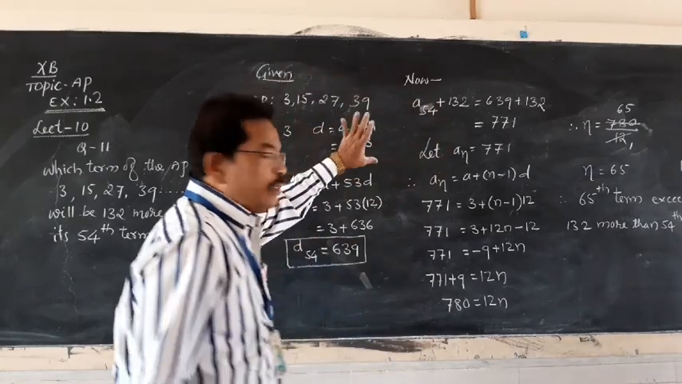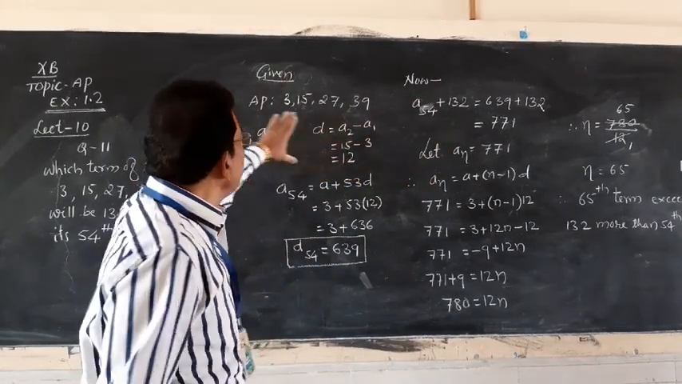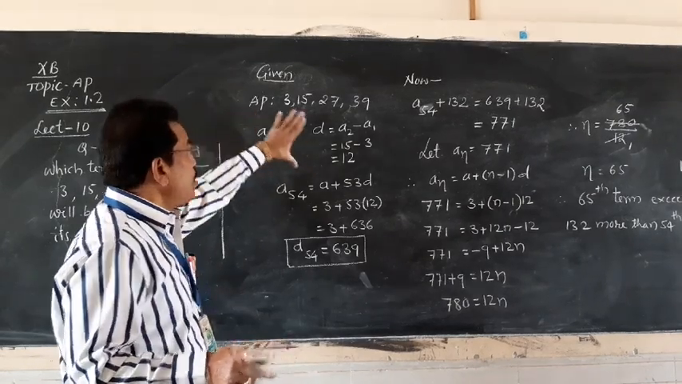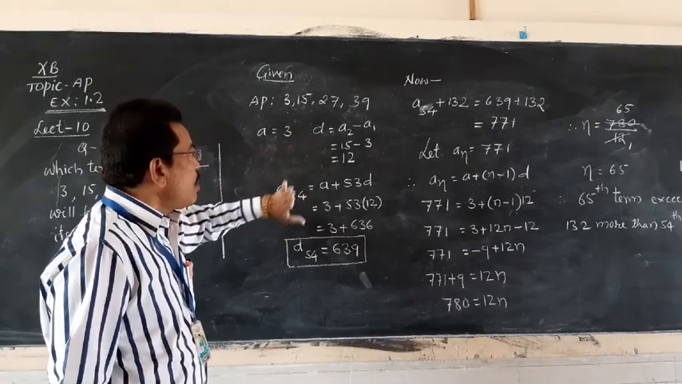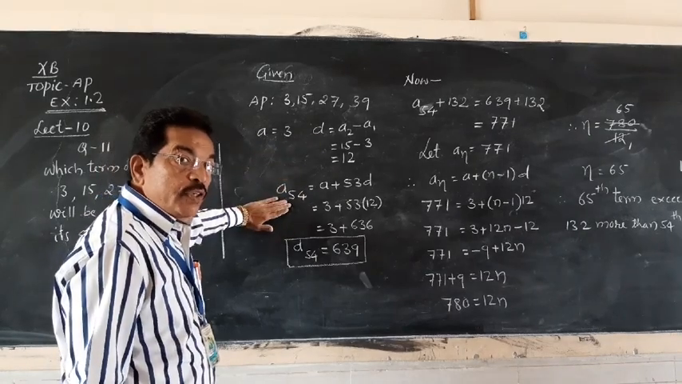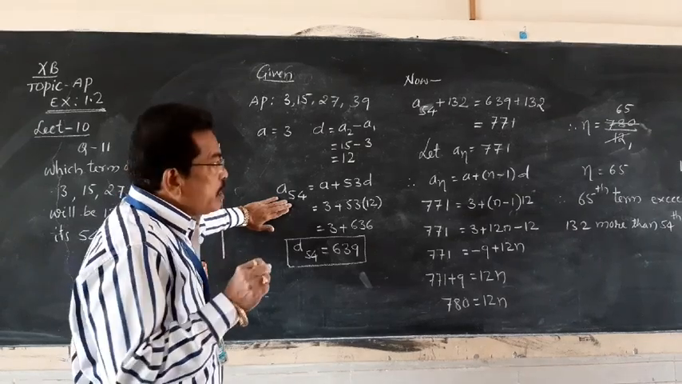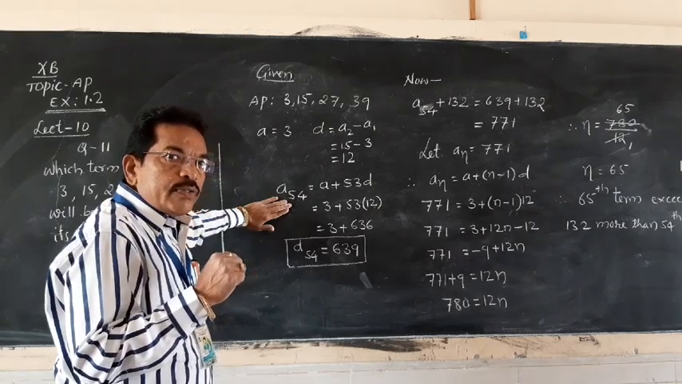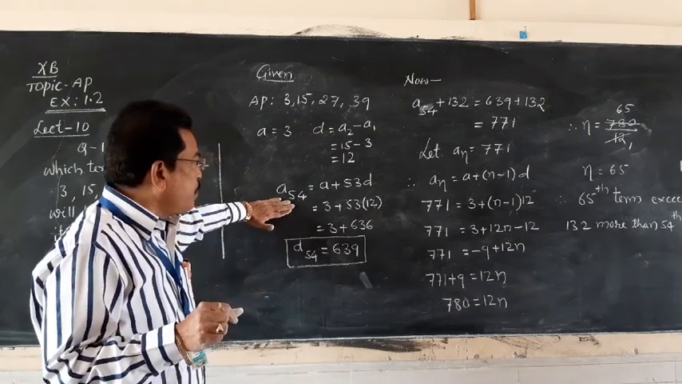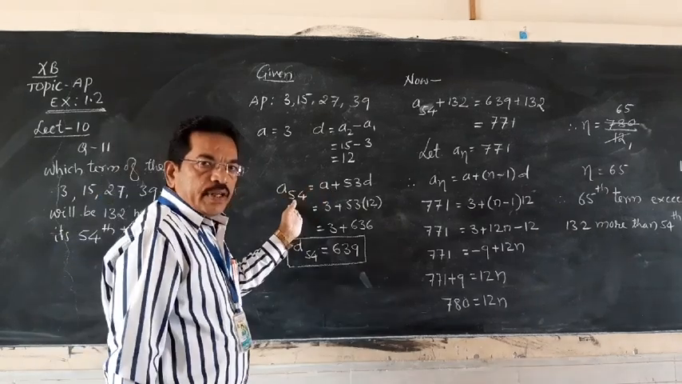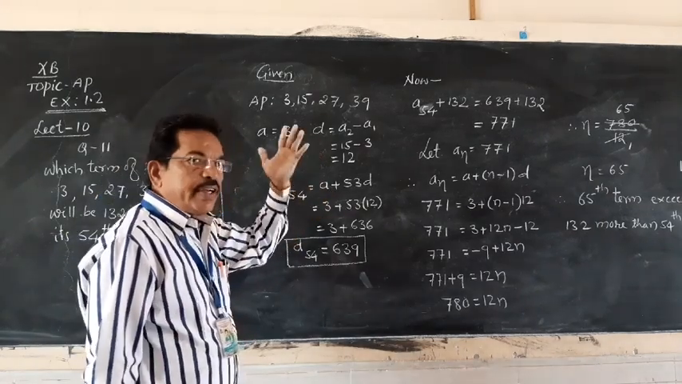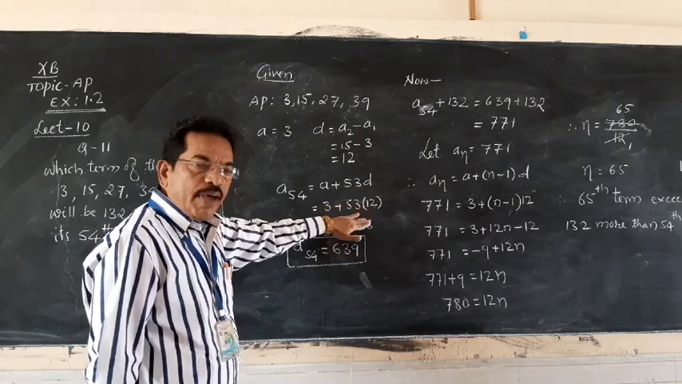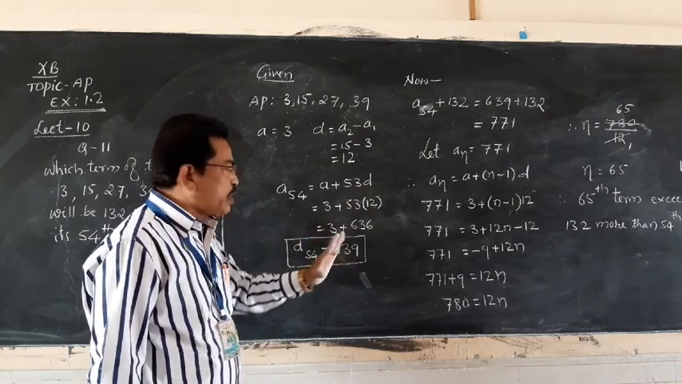Once again I will repeat the solution. For such a problem, a 3 marks question, as usual A and D should be calculated. Then the 54th term we need to find, because they asked for the term which is 132 more than this 54th term. So we must calculate A54. Use the alternate way of calculating A54, A25, A26 like that. A54 equals A plus 53D. Substitute the values of A and D, then we get the 54th term as 639.